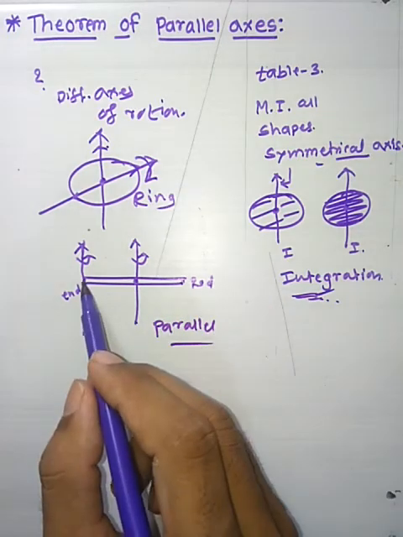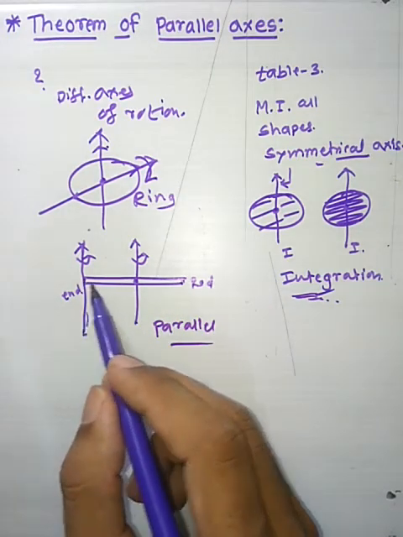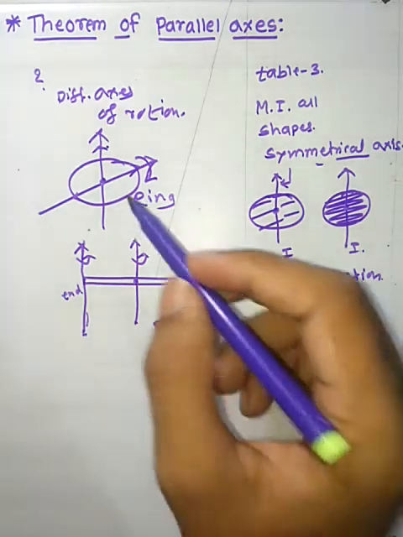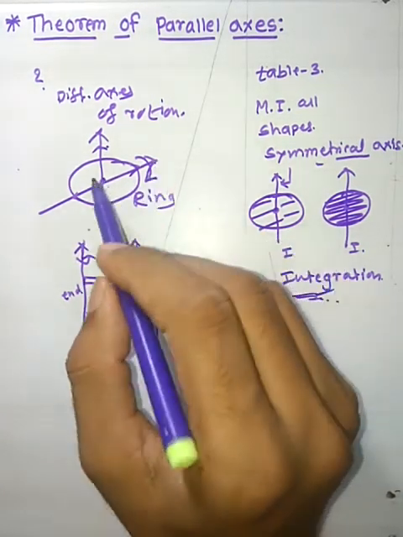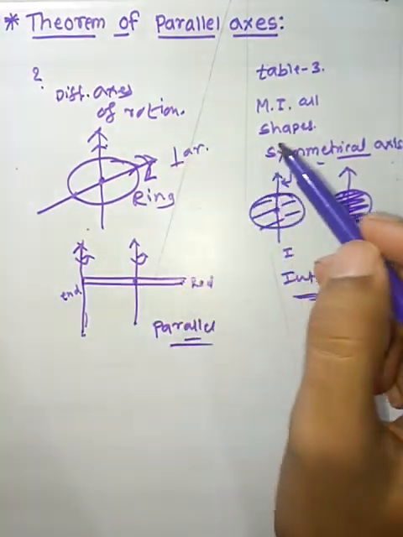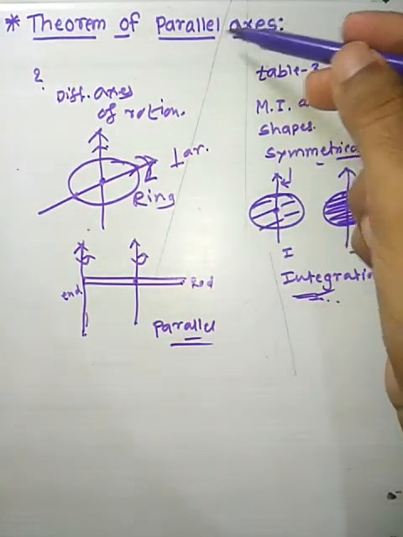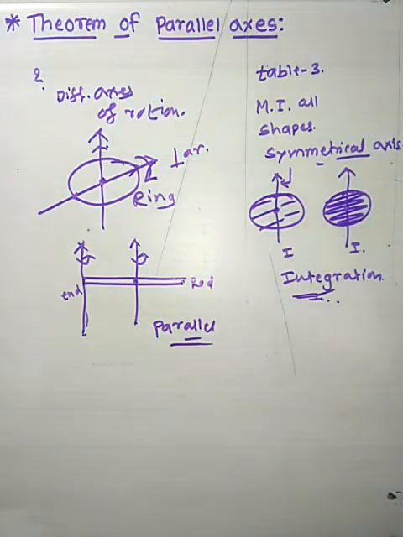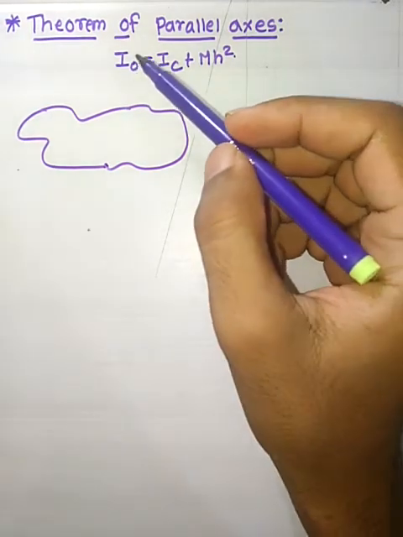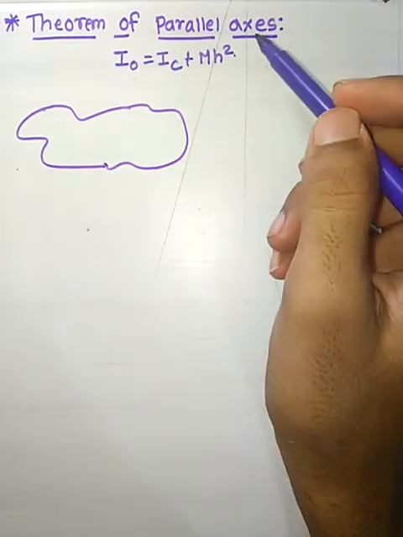If the axis of rotation is parallel to the axis of symmetry, then we use the theorem of parallel axis. If the axis of rotation is perpendicular to the axis of symmetry, we use the perpendicular axis theorem. So let us see one by one what the parallel axis theorem and perpendicular axis theorem are. So see, what is the theorem of parallel axis?